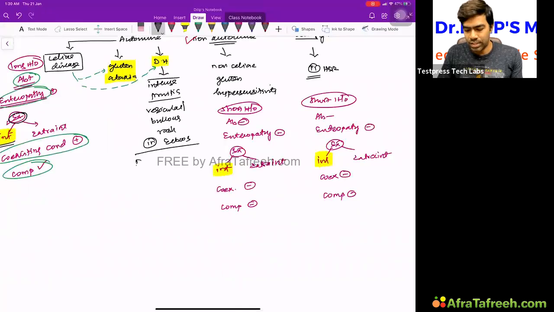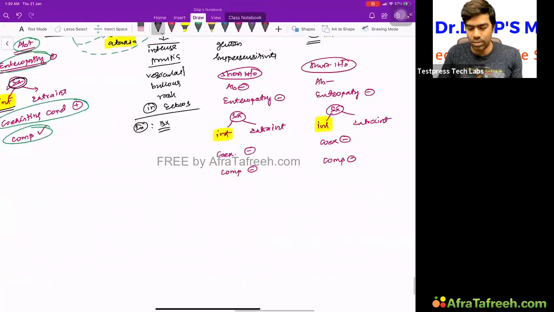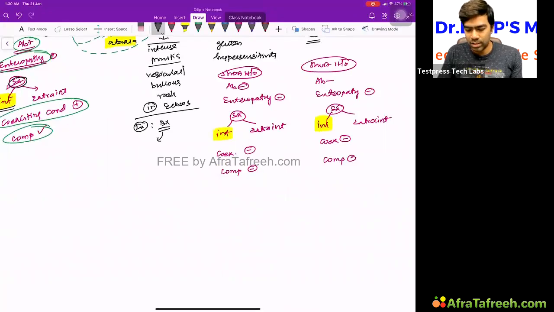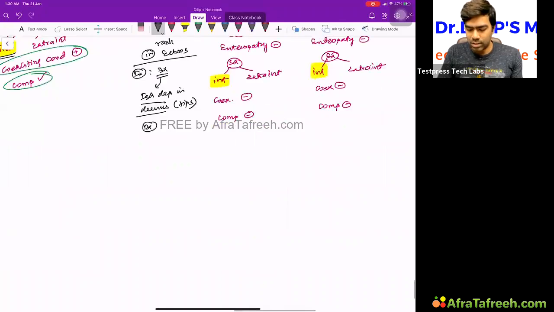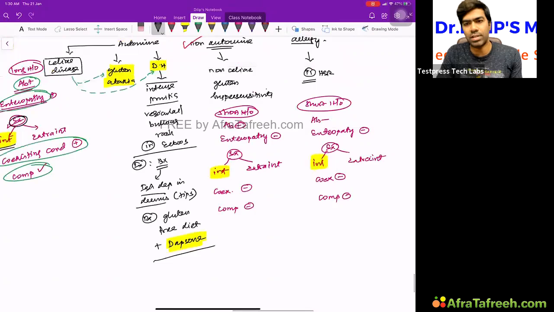And investigation wise, the gold standard investigation is biopsy. You need to do a skin biopsy where you'll be seeing IgA deposition in the dermis, in the tips of the dermis. And treatment is a gluten-free diet, because it's a disorder of gluten, so you have to give a gluten-free diet, plus you need to give dapsone. Dapsone is considered to be the most important drug, and it produces a typical dramatic response in patients with dermatitis herpetiformis. This is something that's very commonly asked in exams as well, dermatitis herpetiformis.